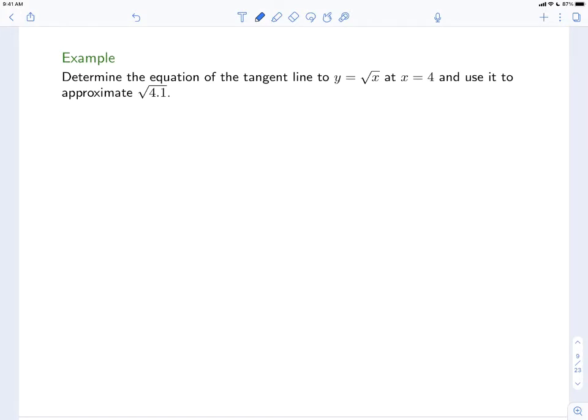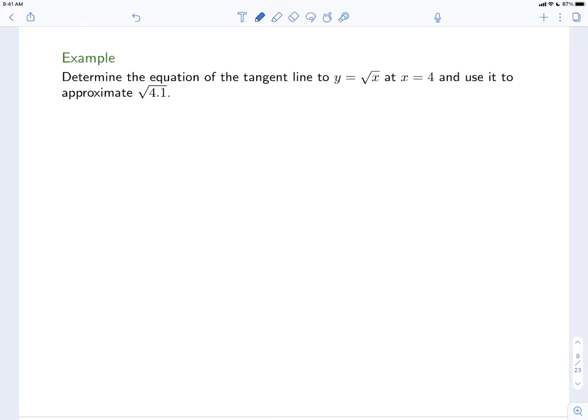Let's do an example. Determine the equation of the tangent line to y equals the square root of x at x equals 4 and use it to approximate the square root of 4.1. The basic idea here is that 4.1 is pretty close to 4. And while we might not immediately know the square root of 4.1, we do know the square root of 4. So we want to find the equation of the tangent line.